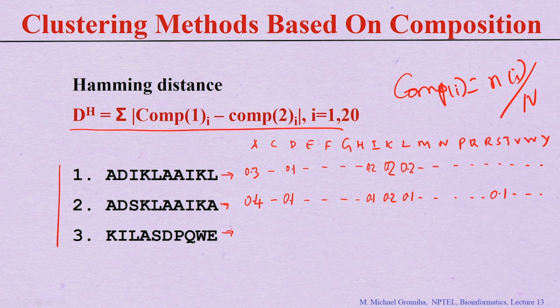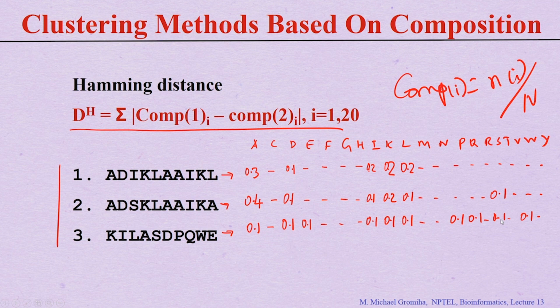Third sequence: what is the composition for alanine? 0.1, no C, D 0.1, E 0.1, F no, G, H, I 0.1, K 0.1, L 0.1, M, N, P 0.1, Q 0.1, no R, no S, W 0.1, right. One is missing, S 0.1.